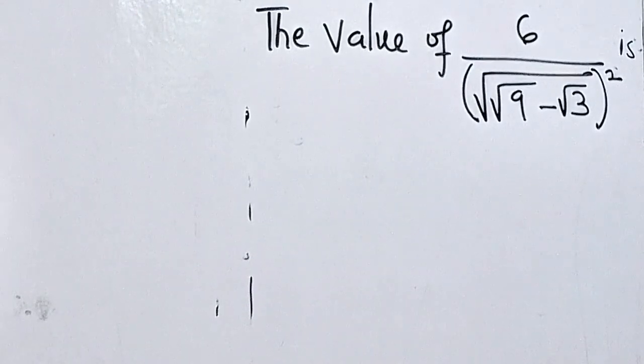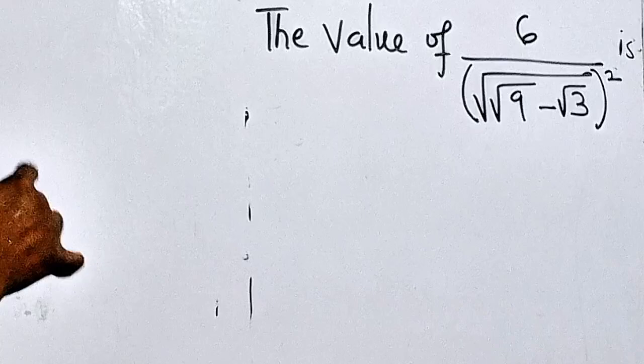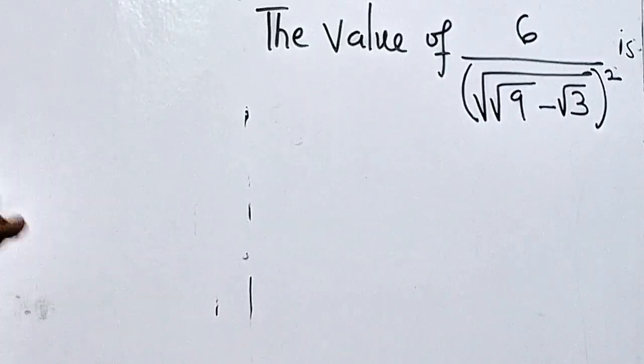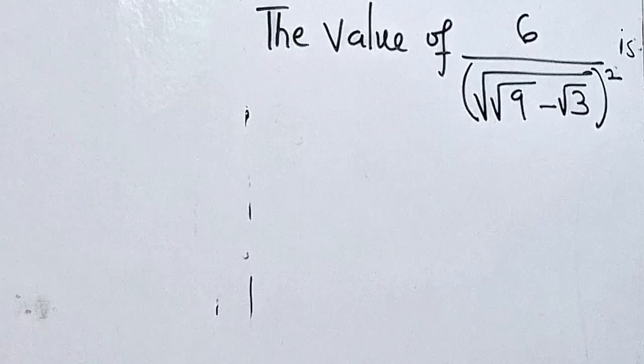Today we shall be looking at mathematics. Now we have a question on the board. It reads: the value of 6 over (square root of (9 minus square root of 3)) raised to the power of 2 is. Now how do we solve this question? Let us go.